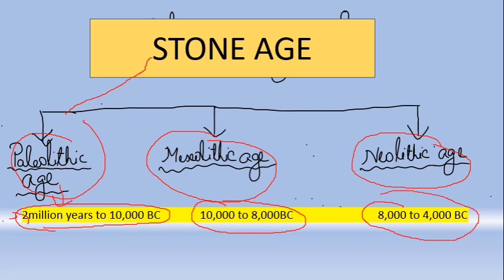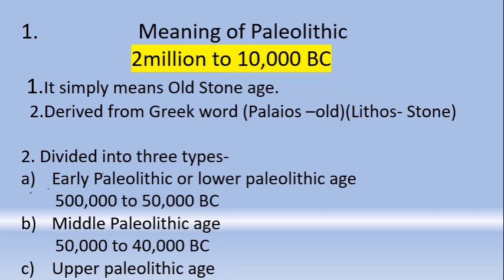Now, from these stages, we can easily identify how the climate started changing from one stage to another, what tools they were using from one stage to another, and how the development started. So we can easily identify through these stages. We'll be discussing these things one by one. First, we'll start with the Paleolithic Age.